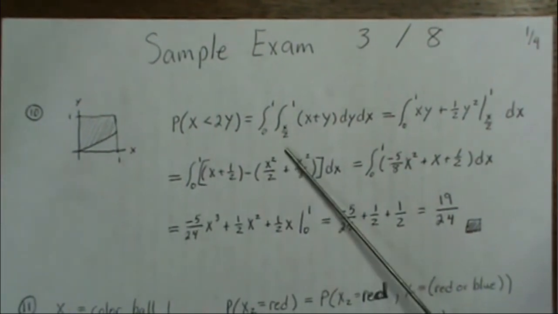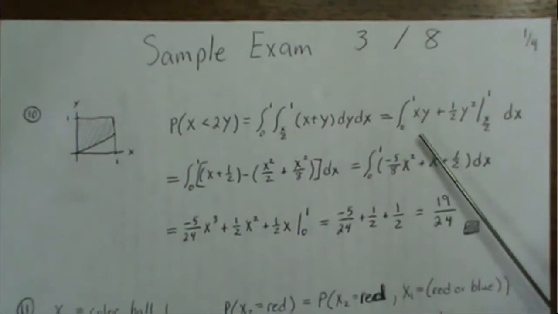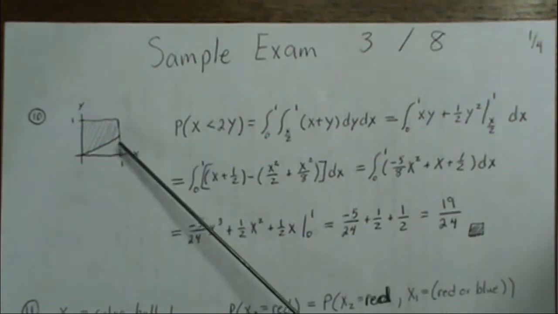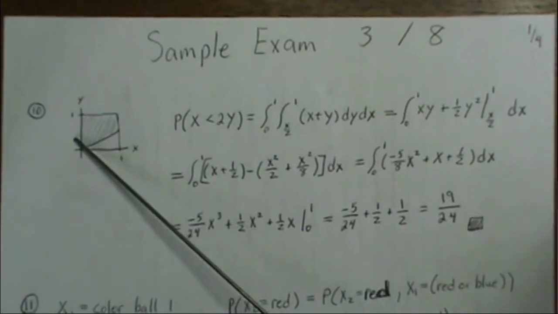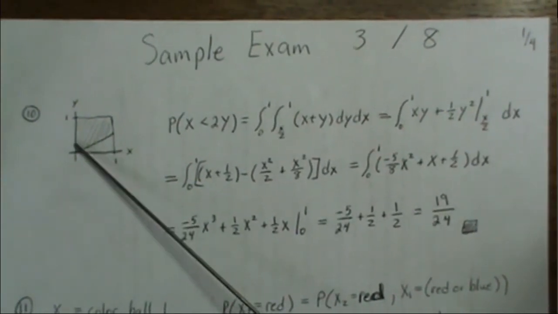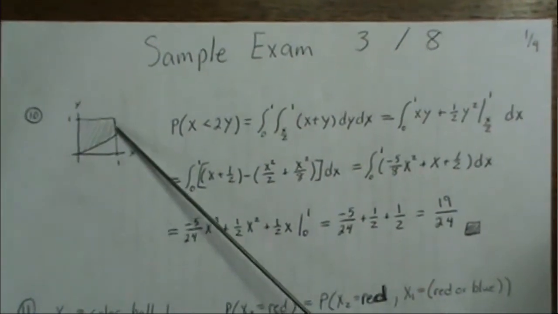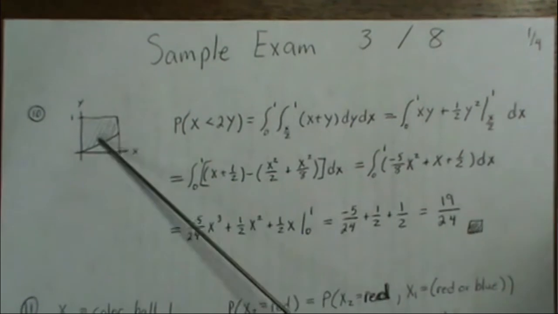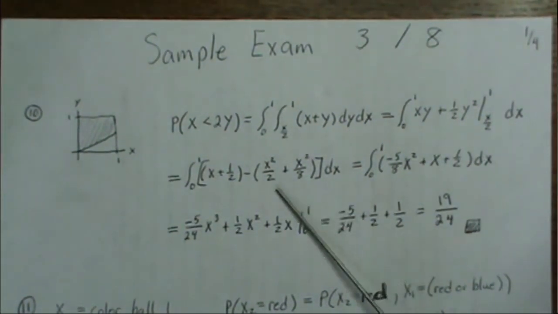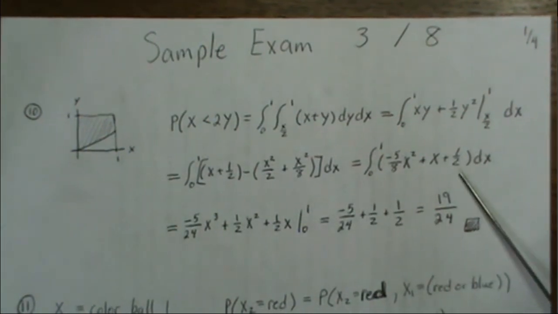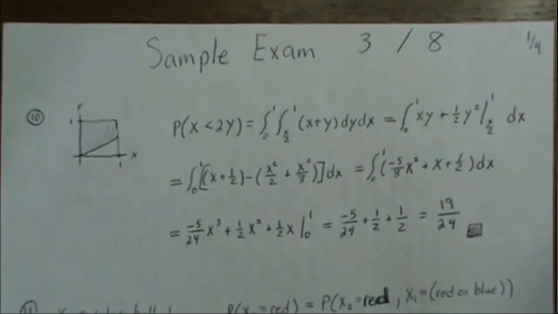So here's the region. We're integrating with respect to y first. If you integrate with respect to x first, then you have to go from this function 2y to 0. But then at this point, you have to go from a different set of values. So it's easier to integrate y first. So you integrate y, plug in the values, combine, integrate x, simplify. Answer is 19 over 24.